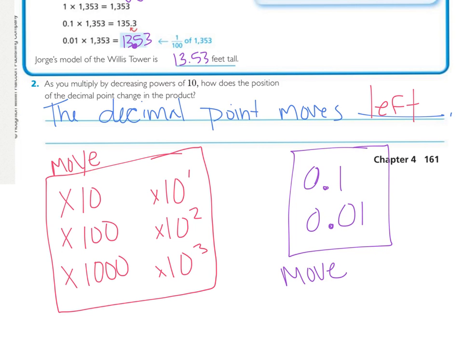So briefly to recap, what we just did in our top 2 patterns was if we were multiplying times 10 or 100 or 1,000, which 10 to the first, 10 to the 2, and 10 to the 3 are the same things, we moved the decimal to the right. Then when we multiplied times a decimal of 1/10 or 1/100th, we moved our decimal left.